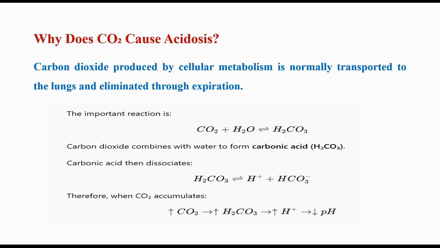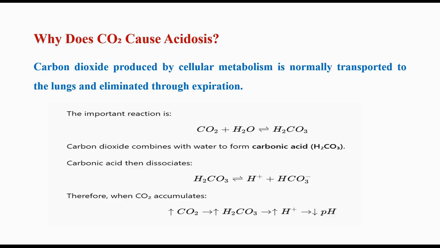In this reaction, carbon dioxide combines with water to form carbonic acid. This reaction is greatly facilitated by the enzyme carbonic anhydrase, which is present in several tissues, particularly red blood cells and renal tubular cells. Carbonic acid is a weak acid and dissociates into hydrogen ions and bicarbonate ions.